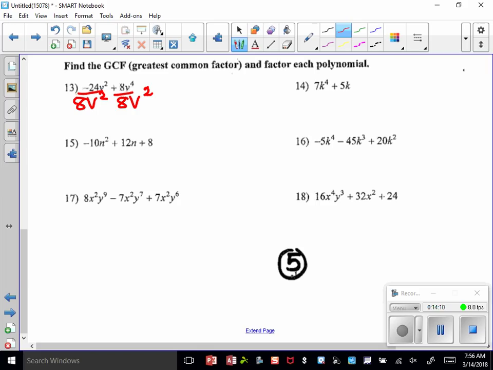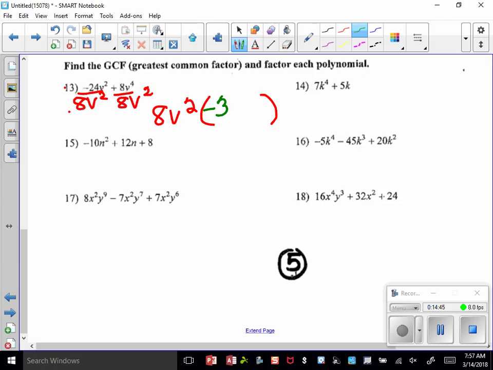So now it's going to look like reverse distributive property. We're going to put this 8v squared on the outside of the parenthesis, because that's the GCF. And now we're going to actually divide 8v squared into that negative 24v squared. So we know how to divide with numbers. What is negative 24 divided by 8? All right, negative 3. What is v squared divided by v squared?